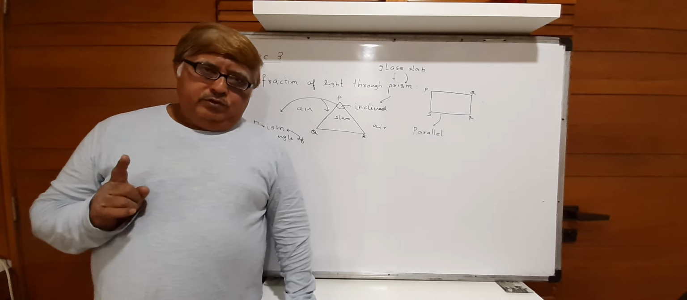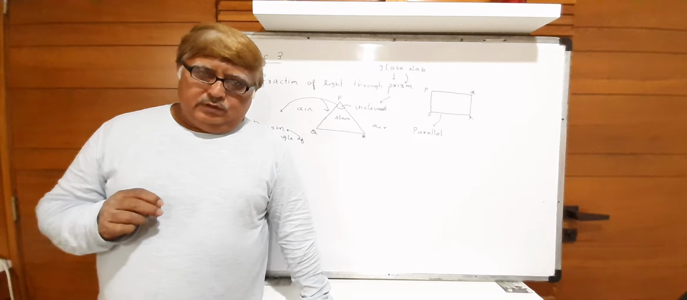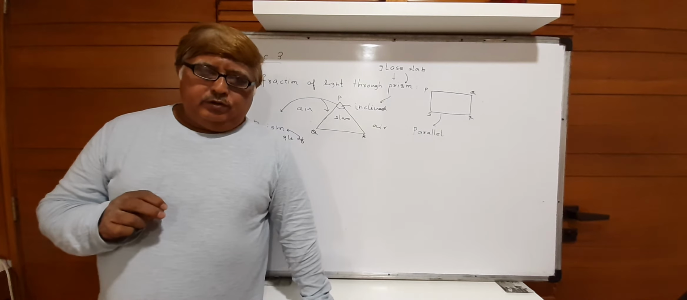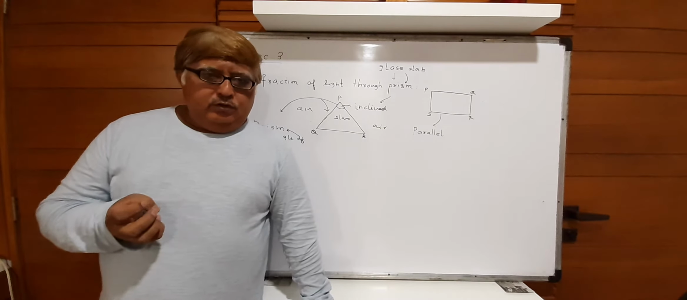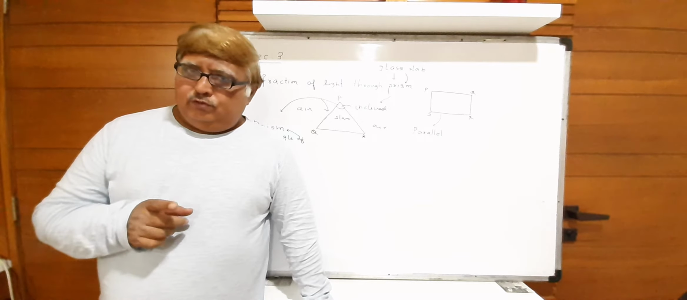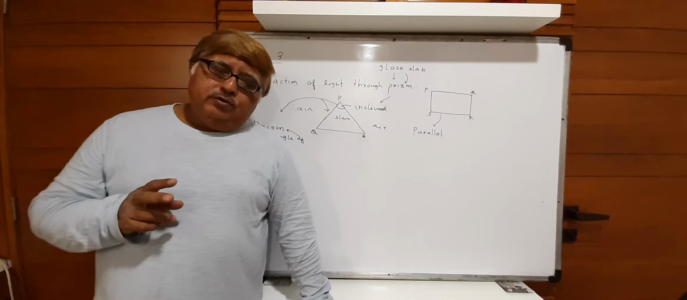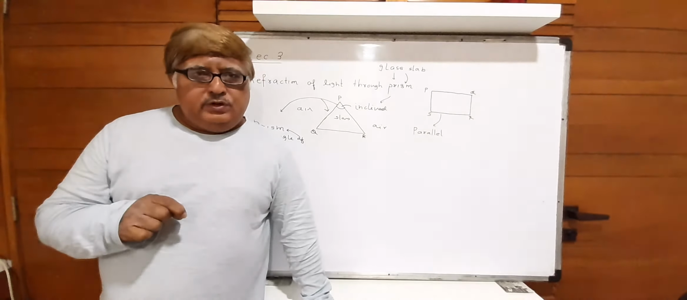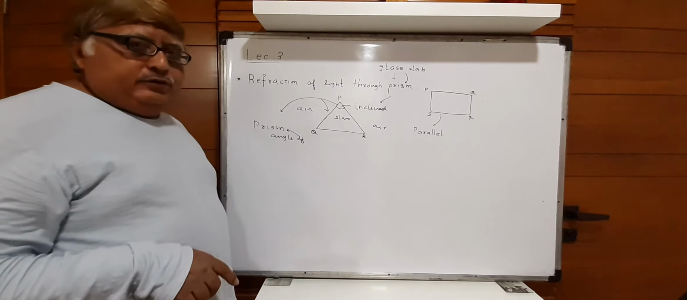If you can remember both the laws of refraction, let me remind. The first law: the incident ray, the normal, and the refracted ray to the interface at the point of incidence all lie in the same plane. Second law, Snell's law: the ratio of the sine of angle of incidence to the sine of angle of refraction always remains constant. We want to become certain that if the light ray refracts through two interfaces which are inclined at some angle, it will follow the same rules of refraction or not.